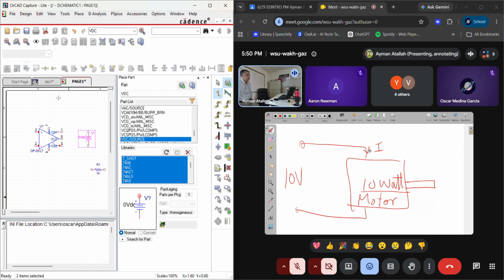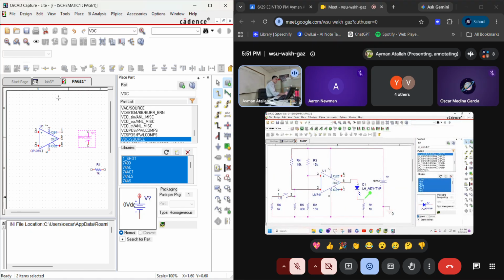There's a relationship between the power, which is the watt, V and I. You might have studied this in AC/DC. The power equals V times I, right? So the motor is 10 watt. The power is 10, the voltage is 10, times I. What is the value of I? 1 ampere.